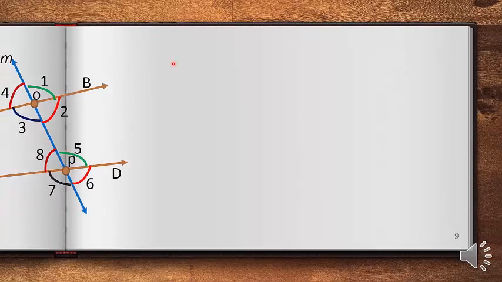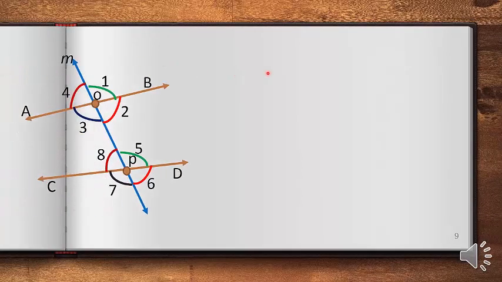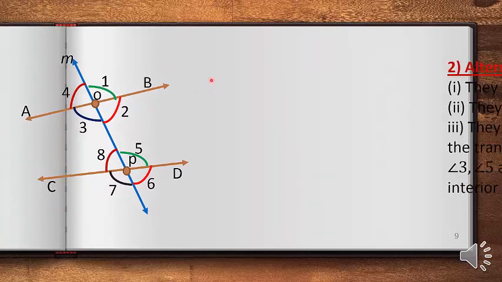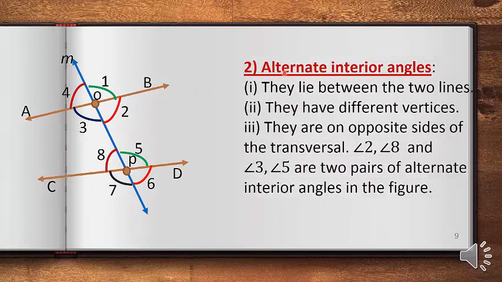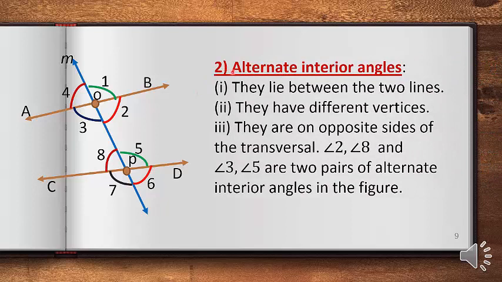Children, now we are going to study about alternate interior angles. Now you all know about interior angles. Now what are they? What are the properties? Alternate interior angles, they lie between the two lines. That is the first point. The second point, they have different vertices. The third point, they are on opposite sides of the transversal.